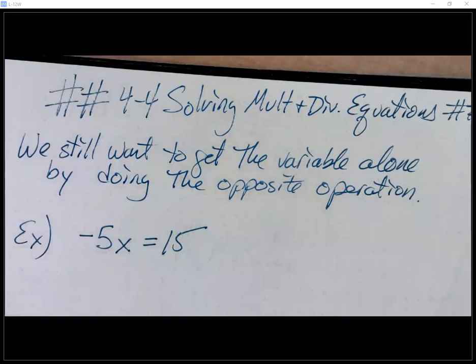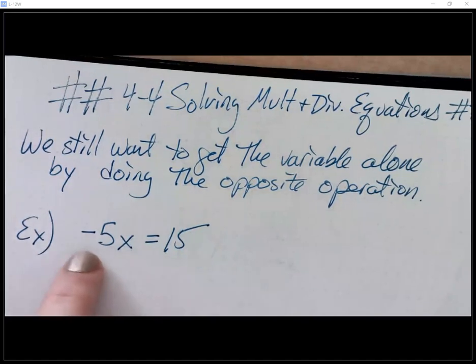So if I'm trying to get the x all by itself, I need to get rid of this negative 5. A lot of times, here's a mistake that kids will make. They'll try to add 5 to both sides. But you're not subtracting 5, are you? You would only add 5 if you were subtracting 5, but I'm not. I'm multiplying by a negative 5. So what's the opposite operation of multiplication? Division. So I want to divide both sides by a negative 5. That's how I'm going to get this variable by itself.